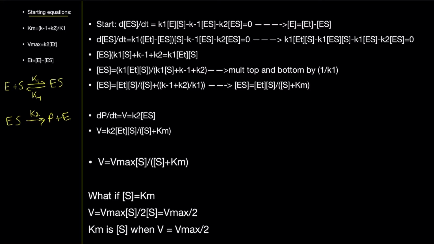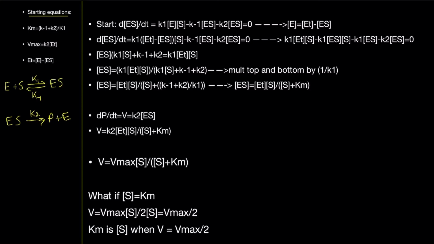So to start, our starting equation was the instantaneous rate of enzyme substrate concentration over time is equal to K1 times unbounded enzyme concentration times substrate concentration minus K negative 1 times the enzyme substrate complex concentration minus K2 times the enzyme substrate complex concentration is equal to 0.